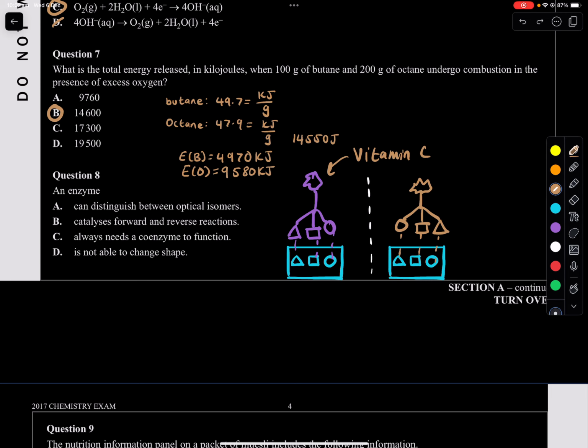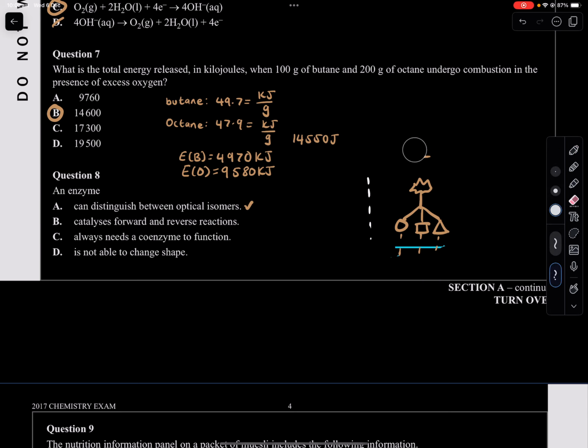That tells us it's the optical isomer, so it can distinguish. So A is actually possibly right. We can put a tick in that one. That's actually, yeah, so that's nice and good. So let's look at the next. Let's put a tick. B, catalyzes the forward and reverse reaction. That's true, yeah. An enzyme can.